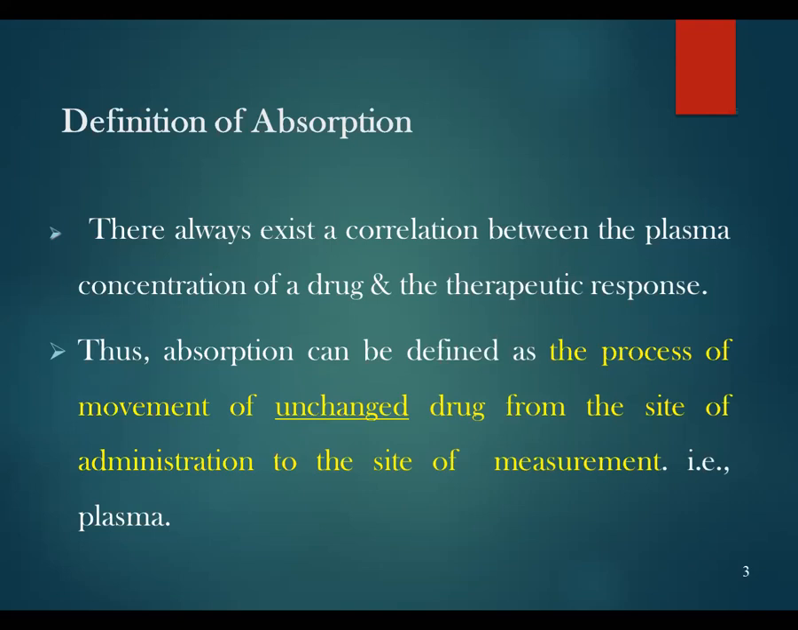Blood sample is a very important sample. Generally, we use it for our biopharmaceutical and pharmacokinetic studies. So if the unchanged drug reaches the systemic circulation, that movement is called the absorption process. Okay, so I repeat, what is absorption? It is nothing but the process of movement of unchanged drug from the site of administration to the site of measurement.